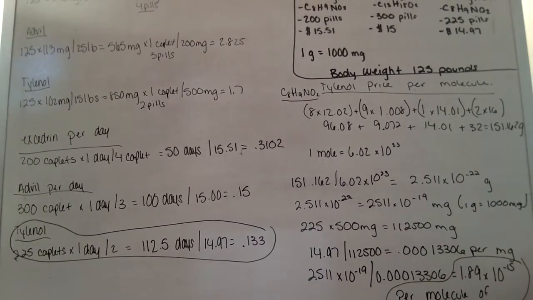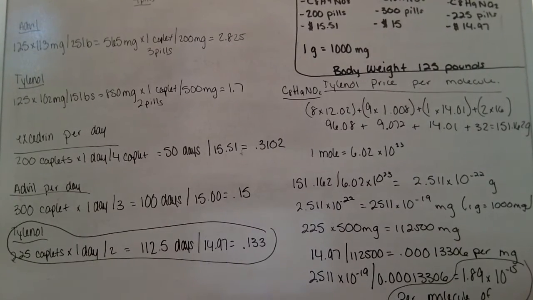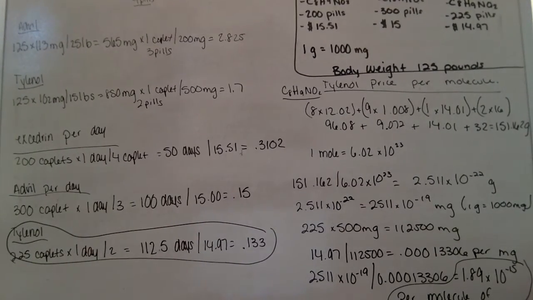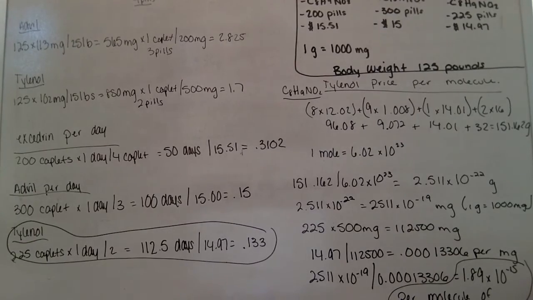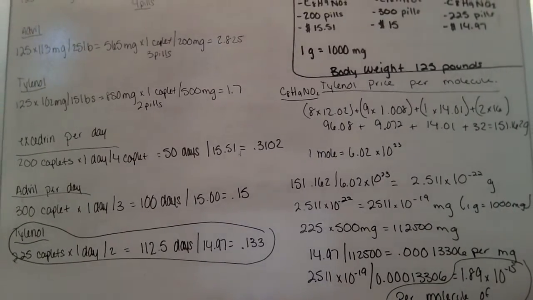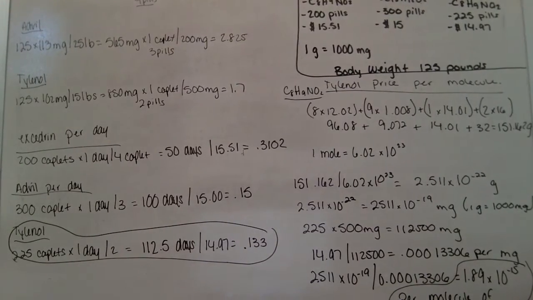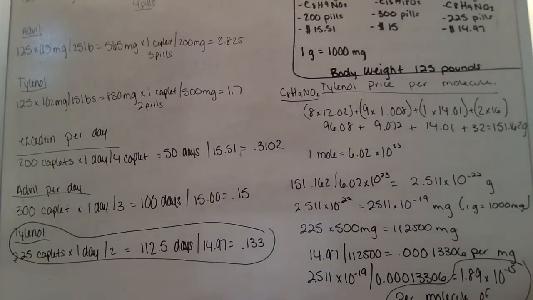So then we did the same thing for Advil. You get about 30 caplets in a bottle. You times it by 1 day and then divide by 3 because we found out 3 pills is the dosage for Advil. That gives us about 100 days. The cost for a bottle of Advil is $15, so we divided it and we got 0.15 to give us about 15 cents a day for Advil.